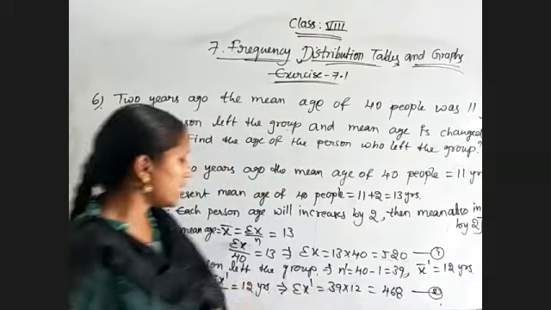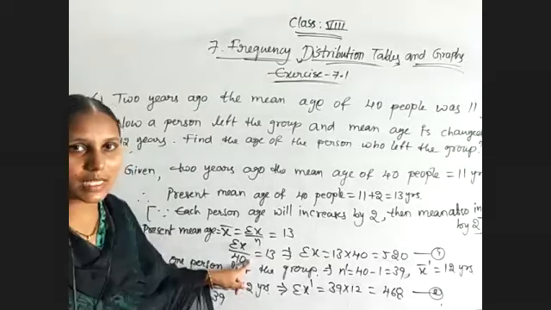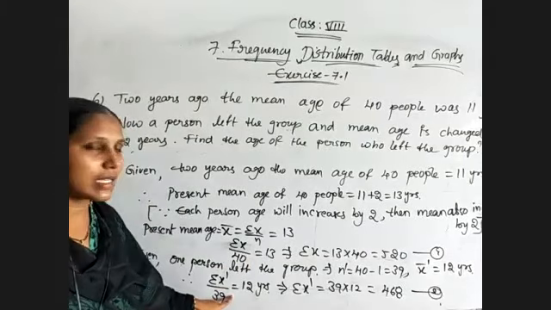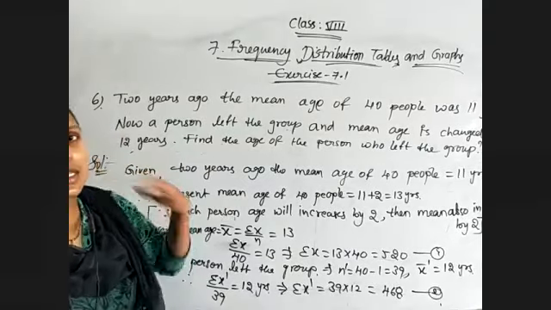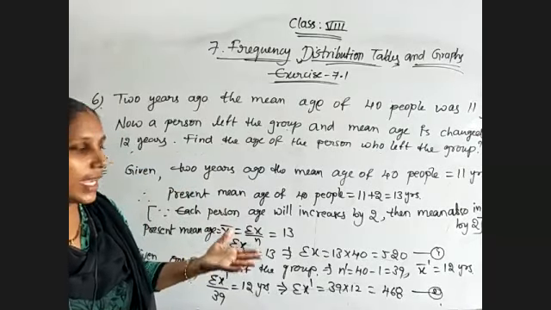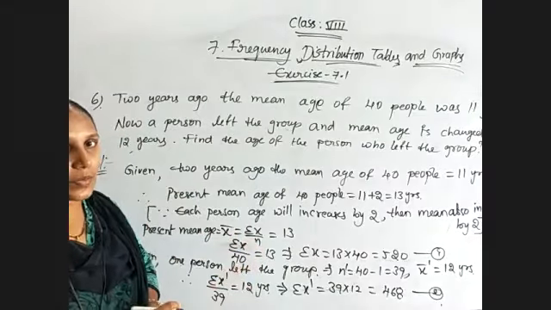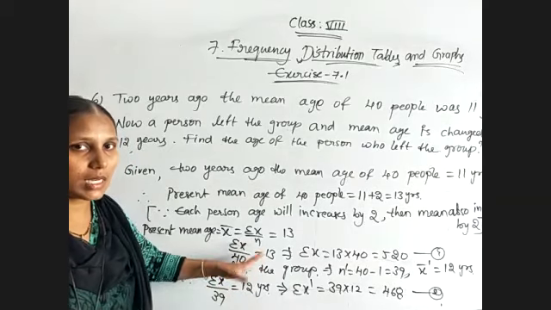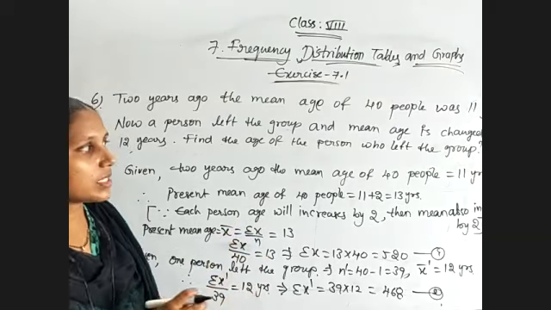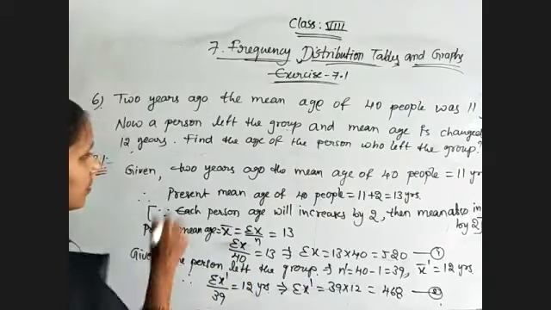And this is the present sum of 40 persons, and it is the present sum of 39 persons. Their difference will give us the age of the person who left the group. Yes or no? That is 40 minus 39 people. Then we'll get the age of the person who left the group.